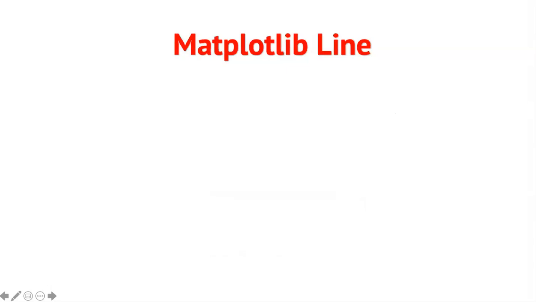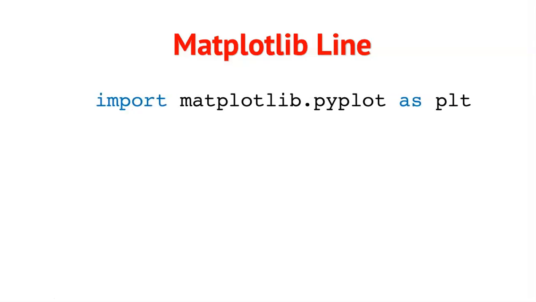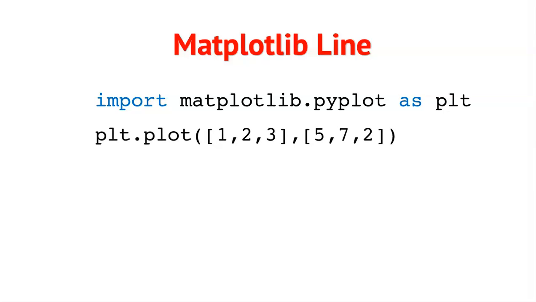To draw a line, first we have to import the library: import matplotlib.pyplot as plt. Here plt is the alias. Now we have to call the plot function using plt in this way, plt.plot, and the parameters are arrays containing points for x and y coordinates. And finally we have to call the show function to display the lines.